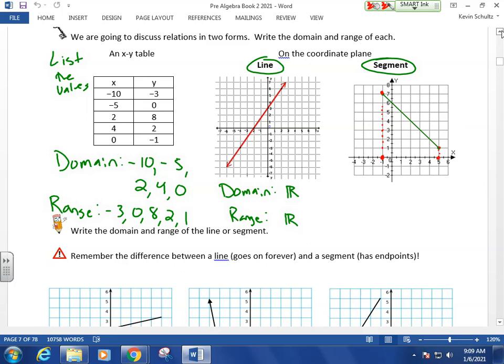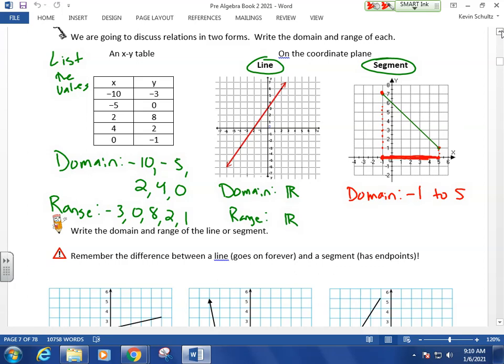Because it stops. So in this case, the domain of a segment, we can't list -1, 0, 1, 2, 3, 4, and 5, because like a line, it does include things like -0.5, positive 2.1, right? Everything on this x-axis between -1 and 5 is represented on the segment. So we have to give it a little bit of a range. What is the domain? Well, the domain is from -1 to 5, right? Every x value from -1 to 5 is included.